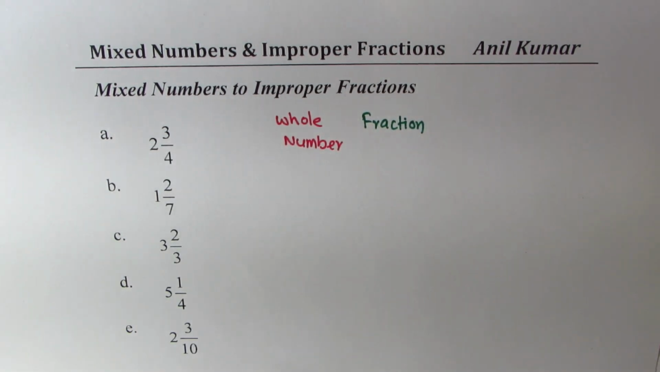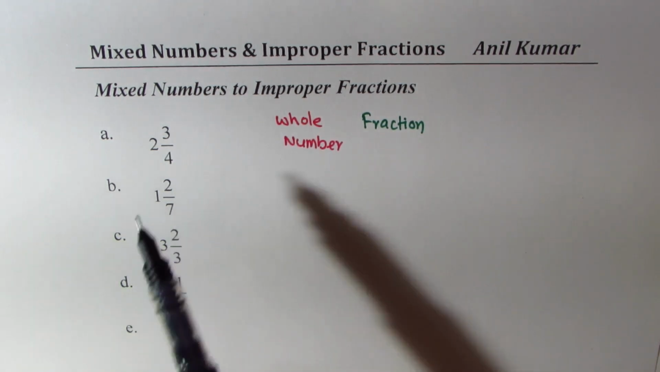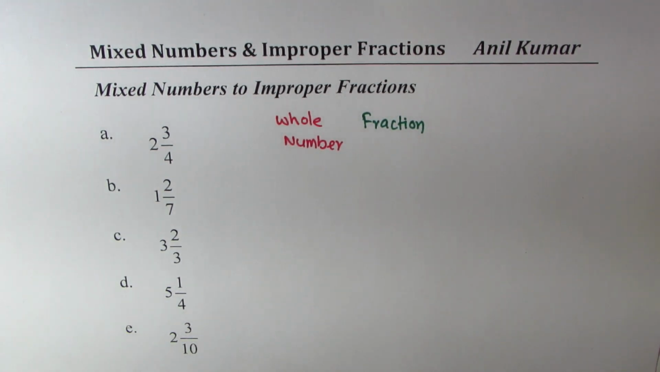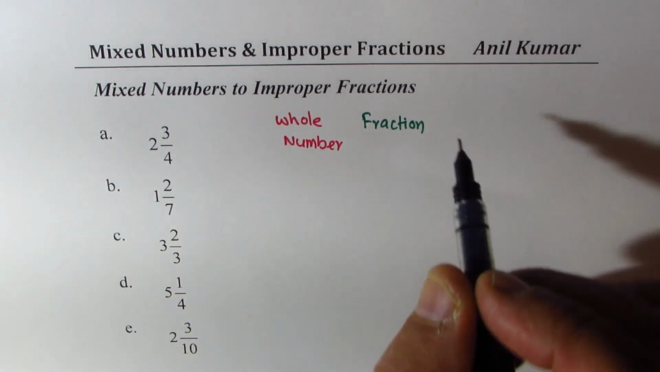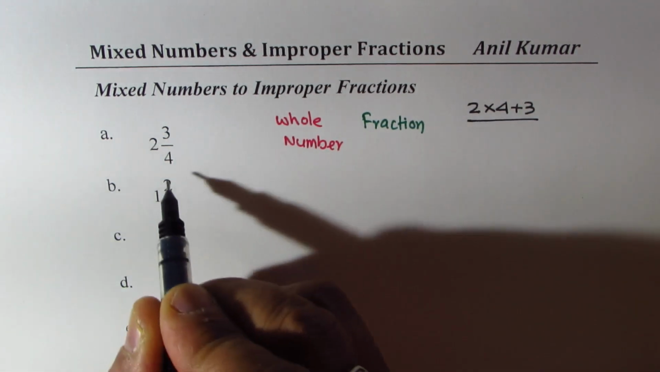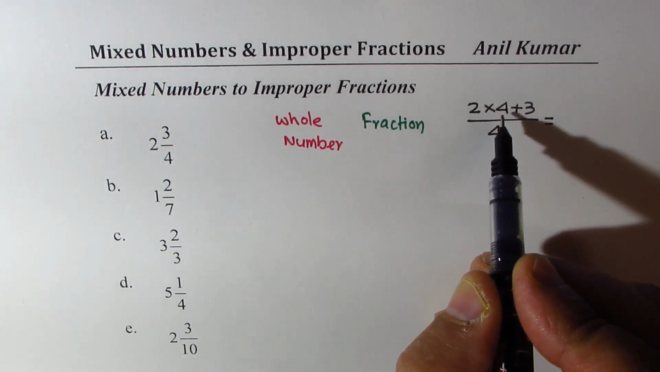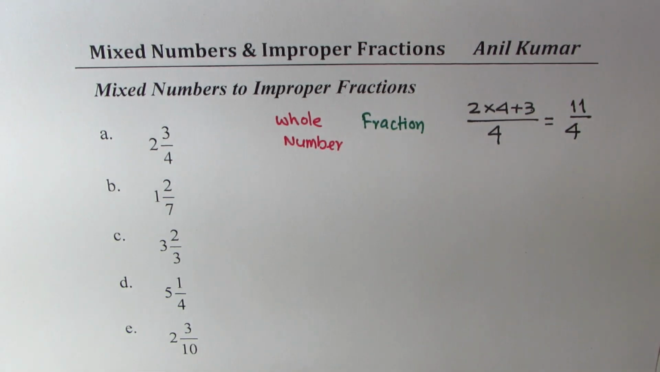Now let us see how to convert this to improper fraction. When I say improper fraction, means numerator is higher than denominator. So the method to do it is, we'll take up these examples and then do one by one. 2, 3 over 4. So you need to multiply 2 by 4, add 3. So you write here 2 times 4 plus 3. Denominator remains as 4, right? So that is how you convert. 2 times 4 is 8, 8 plus 3 is 11, so you get 11 over 4 as your improper fraction. Perfect? So that is how you do it.